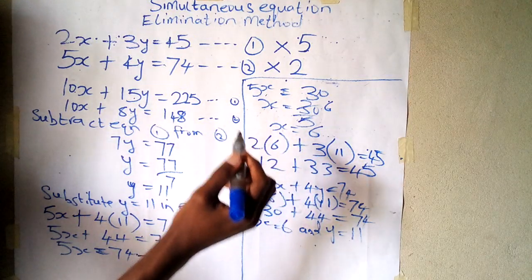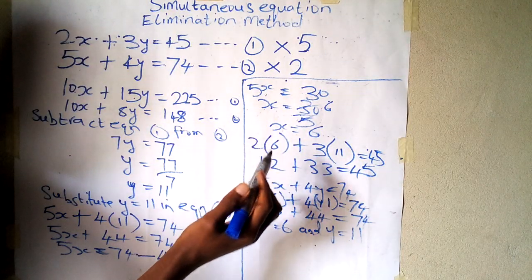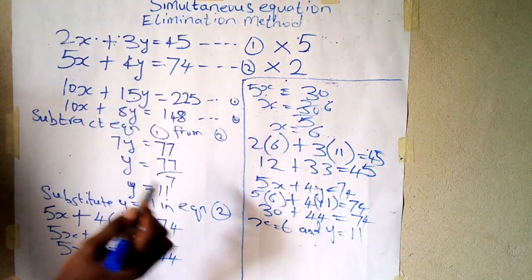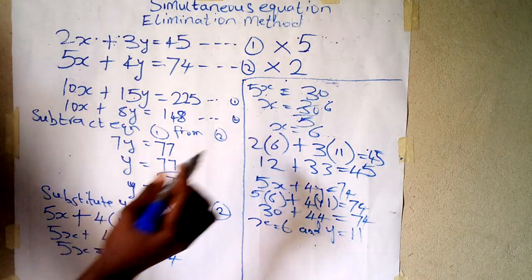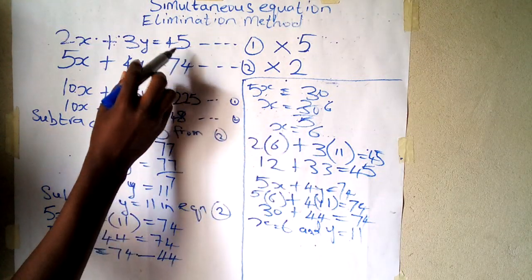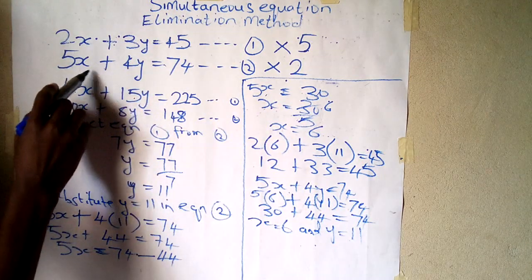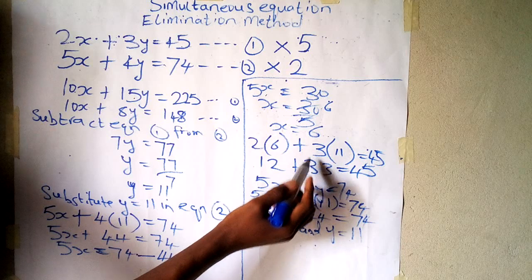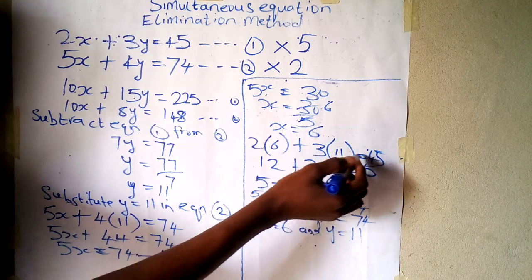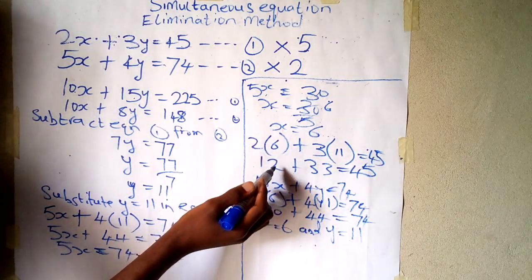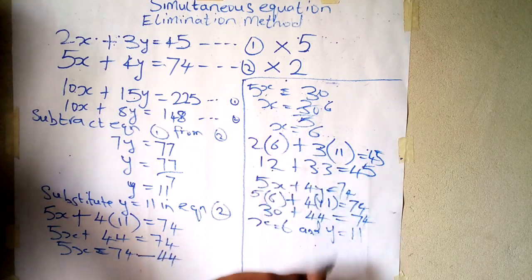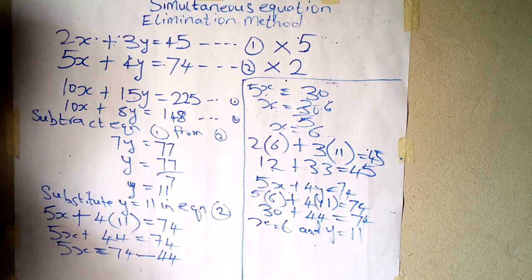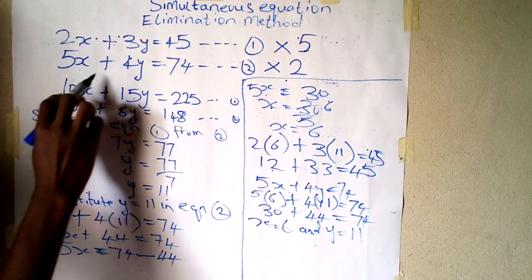Now, let us fix the answers of the variables in the actual equation, to know if we are correct. 2x plus 3y is equal to 45 and 5x plus 4y is equal to 74. 2 bracket 6 plus 3 into bracket 11 is equal to 45. 2 times 6 is 12 plus 3 times 11, 33, is equal to 45. So when you add 12 plus 33, it gives you 45, and the same thing is applicable to equation 2.